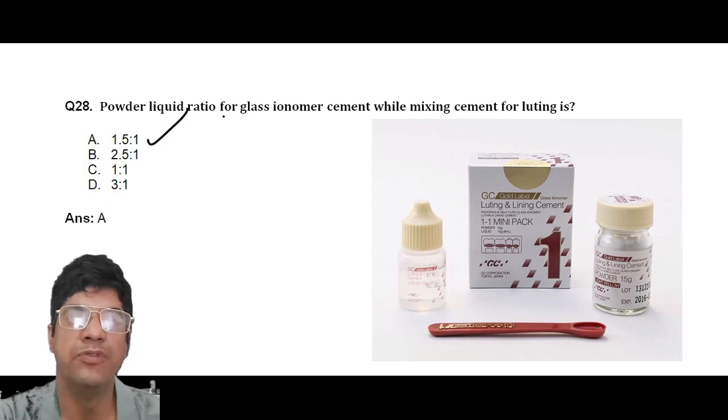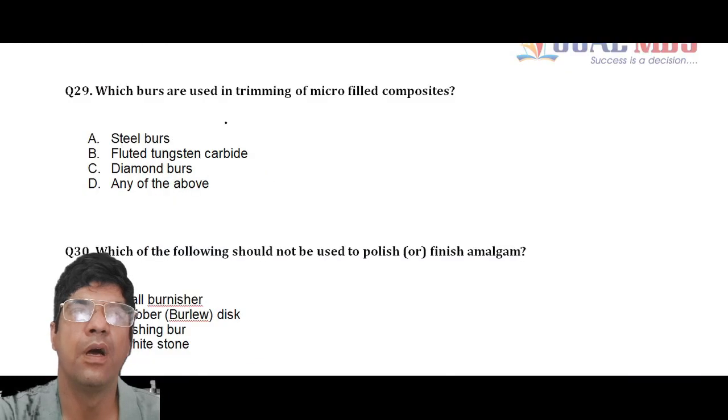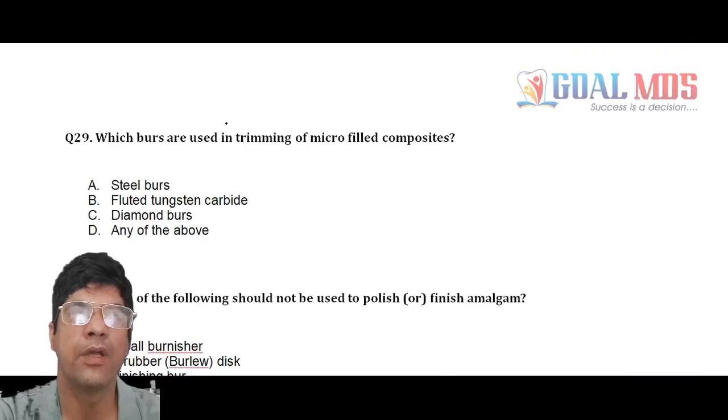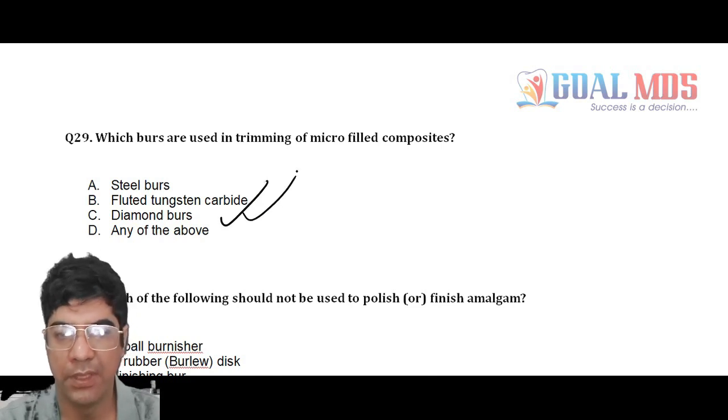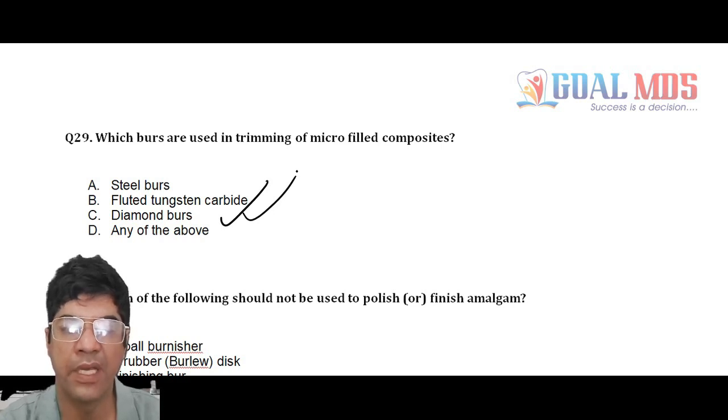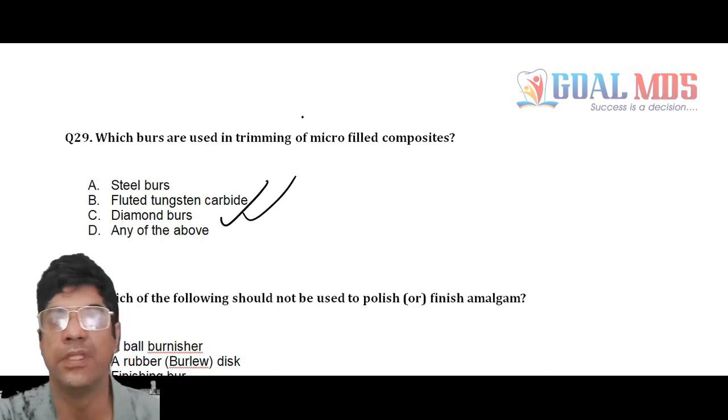Which burrs are used in trimming of microfilled composite? We use diamond burrs. We use them because they minimize the risk of chipping or damaging the composite material during the trimming procedure. Diamond burrs are known for their cutting efficiency and their ability to produce smooth and finely detailed surfaces on the dental restoration.